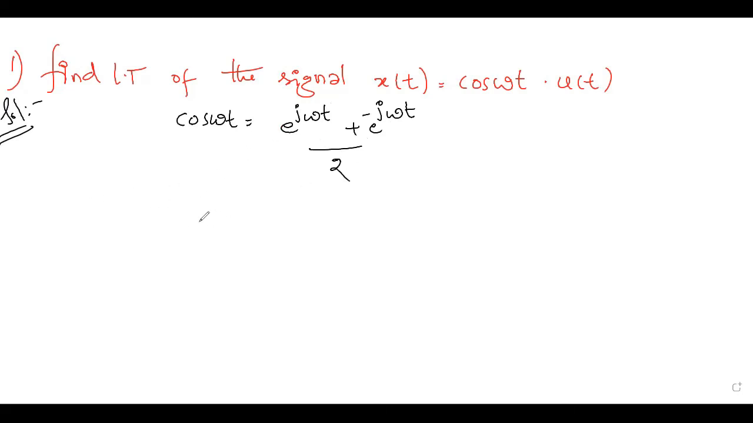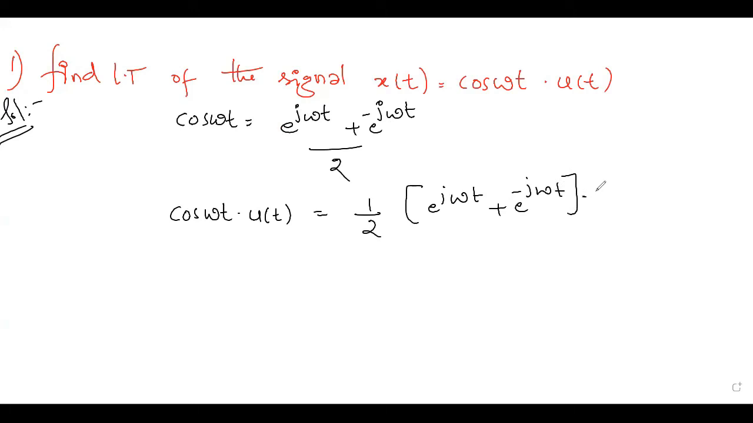So into u of t is there. So cos omega t into u of t is nothing but 1 by 2 into e power j omega t plus e power minus j omega t into u of t. Apply Laplace transform on both sides.